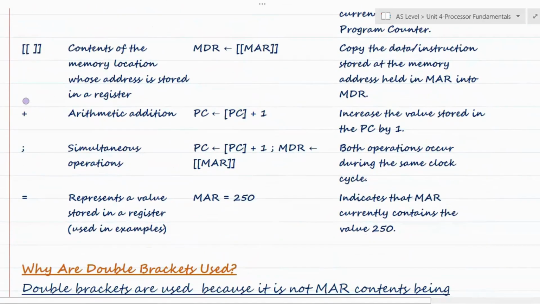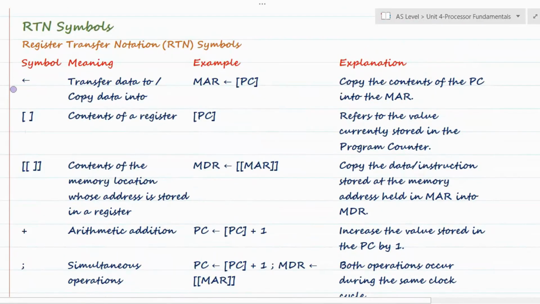The rest are just simple symbols. Plus is arithmetic addition. This means simultaneous operations are happening, and equal-to sign represents a value stored in a register. So these are not exactly part of RTN, but you should understand them because they are used in this. The major role is played by these three symbols. So just remember these, okay?